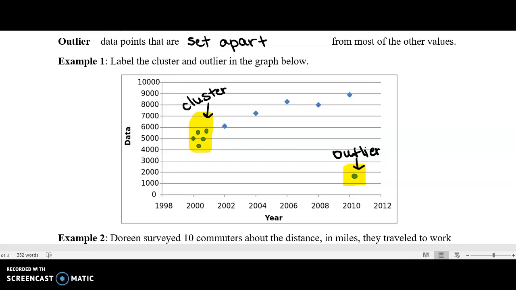Okay, why do we get points like that? Sometimes we have anomalies in the data. Sometimes something didn't measure right. It could have been a mistake, but we still graph it and we consider it an outlier.